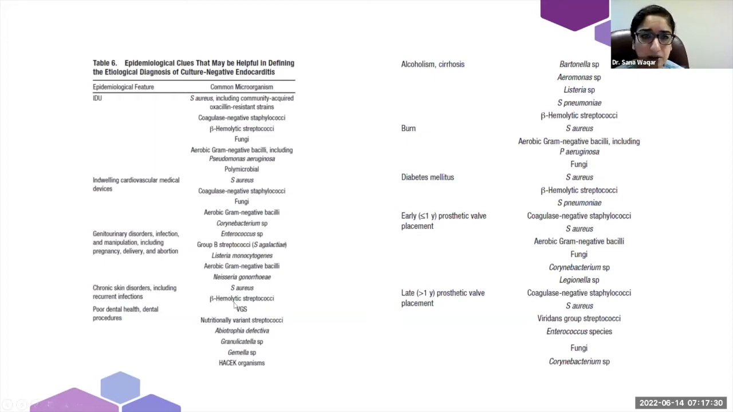You don't have to memorize all of these, but make yourself familiar with them. These are just guidance on what organisms you can see in the setting of certain risk factors, and it helps us pick empiric antibiotic therapy when these patients present to medical care, because eventually how you treat your patient will depend on what organisms you isolate in the blood cultures. If you don't isolate an organism and it is culture-negative endocarditis, then these risk factors will help you pick an empiric regimen to treat your patients.